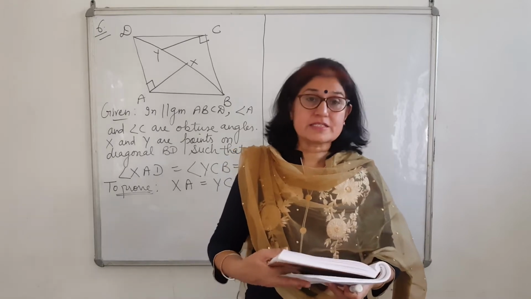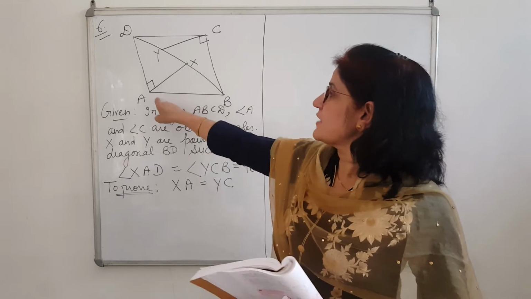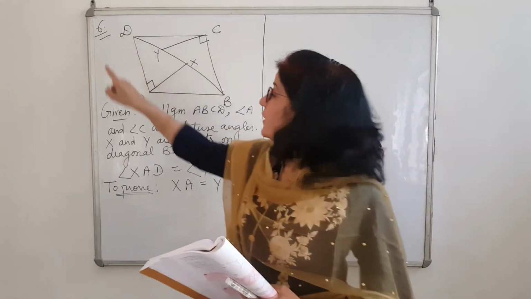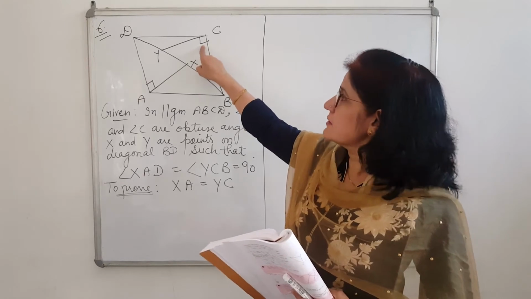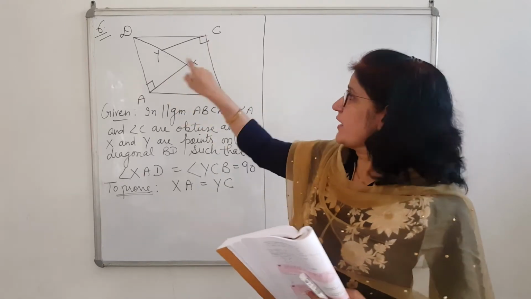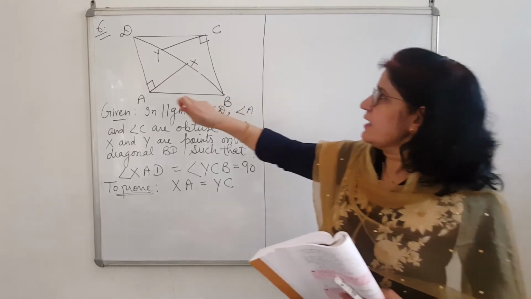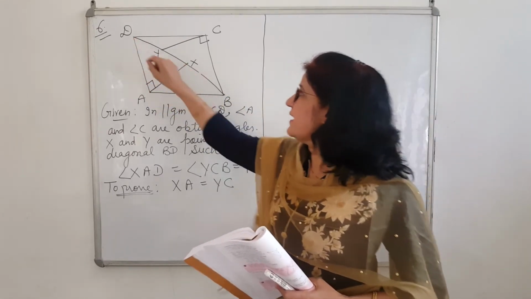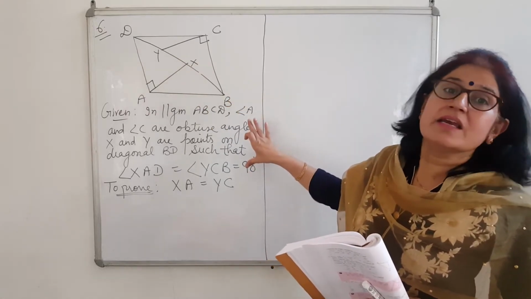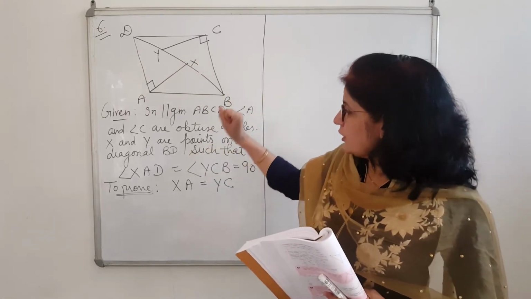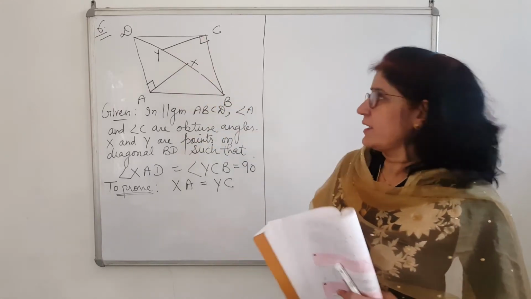Now, our next question, question number 6. In this question, one parallelogram ABCD is given, in which angle A and C both are obtuse angles. There are 2 points X and Y on diagonal BD in such a way that angle XAD is equal to angle YCB equals 90. This all is given. What you have to prove? You have to prove AX is equal to CY.